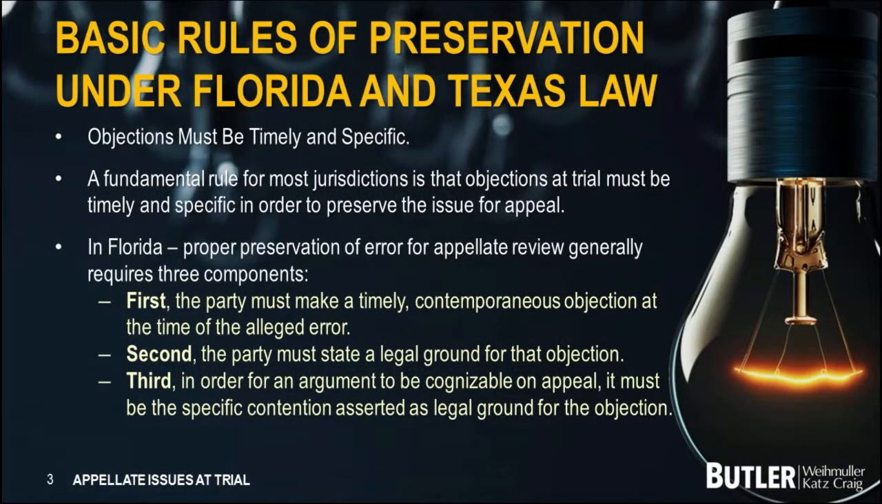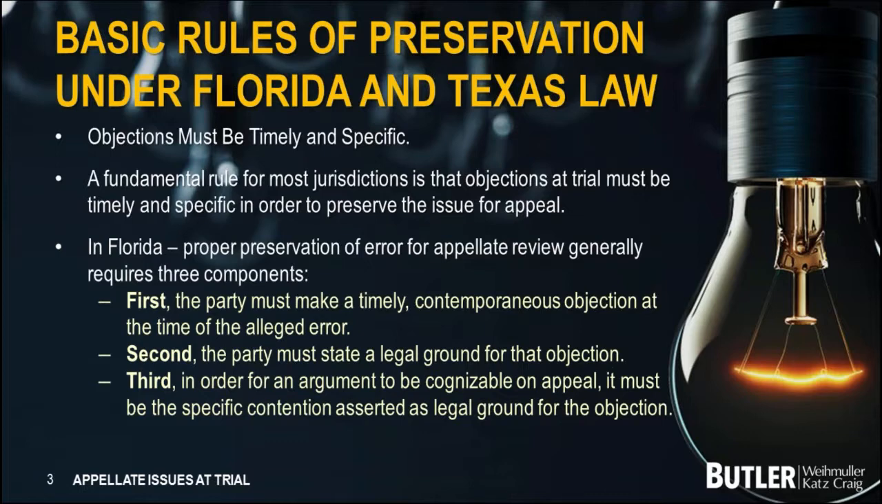So let's just talk about basic rules of preservation under Florida and Texas law. And these are pretty applicable in most jurisdictions. In order to preserve error, you have to make a timely and specific objection. And in order to preserve the issue for appeal, your objection cannot be the next day. It can't be in a late filed motion. You have to do it contemporaneously at the time, and you have to be specific, because if you're not specific as to what the specific grounds for your objection is, typically it's not going to be preserved for appellate review.